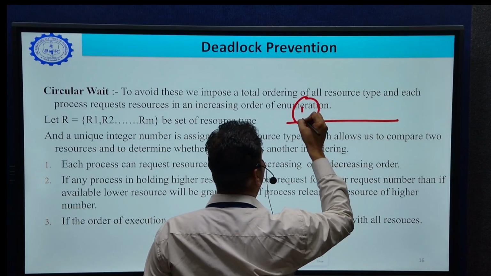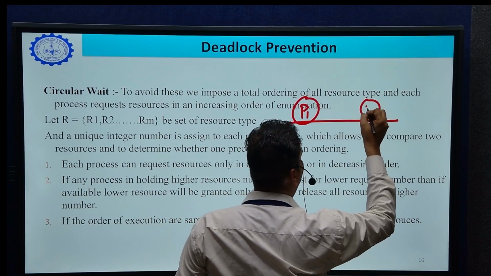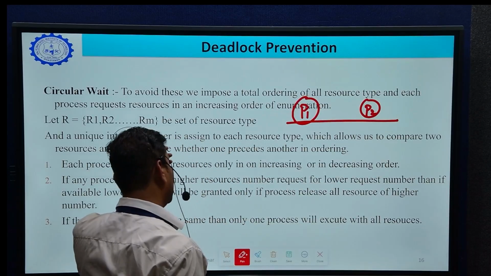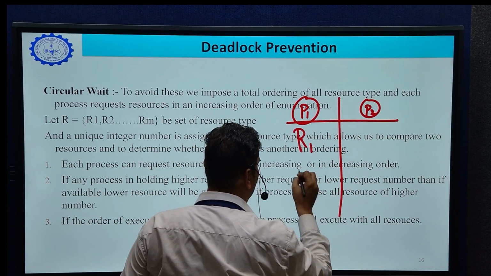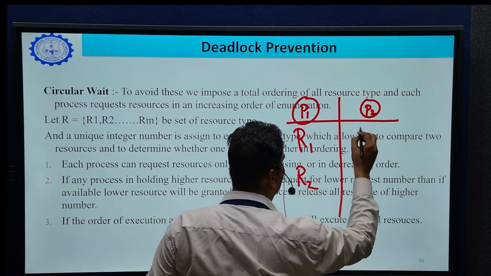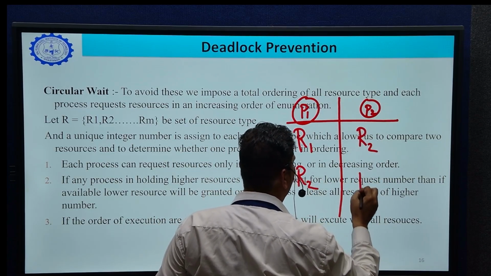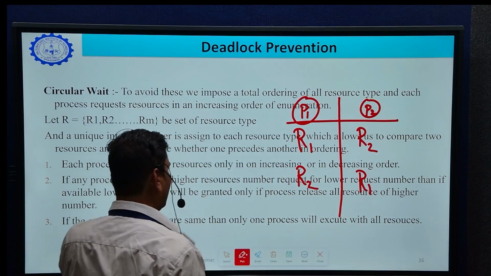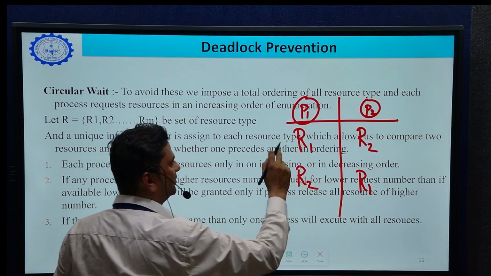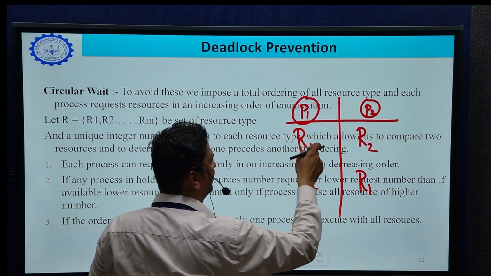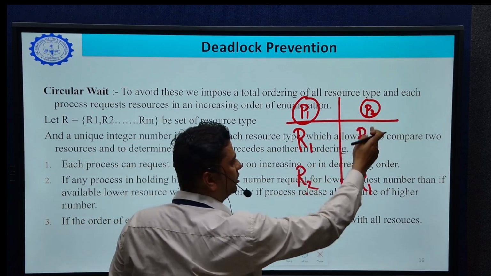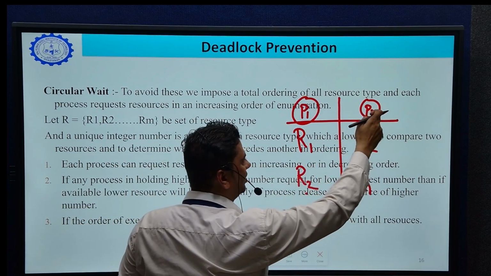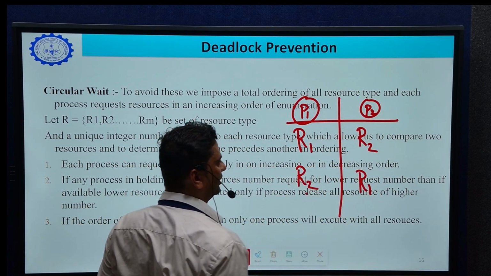Let's suppose two processes, P1 and P2. The order of execution is R1, R2 for P1, and R2, R1 for P2. First, R1 is allocated to P1, which is requesting R2. R2 is allocated to P2, which is requesting R1.